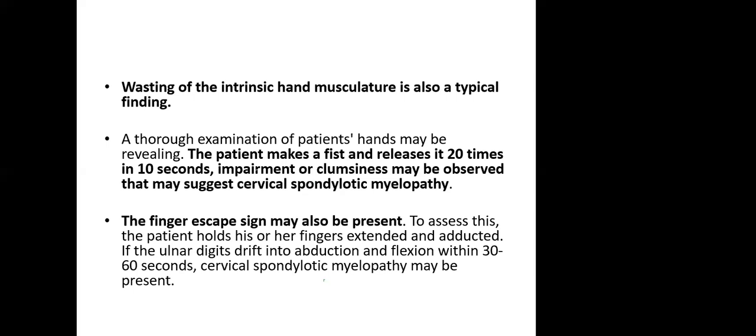Wasting of the intrinsic muscles of the hand is also a typical finding, and usually a thorough examination of the patient's hand may be revealing. The patient makes a fist and releases it 20 times in 10 seconds. An impairment or clumsiness may be observed and may suggest cervical myelopathy. Finger escape sign may also be present.